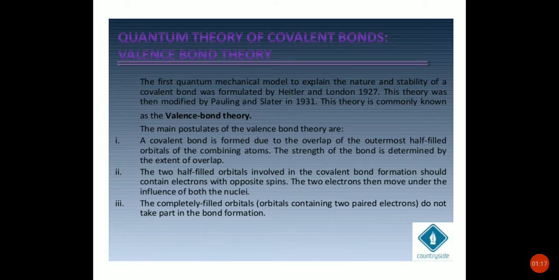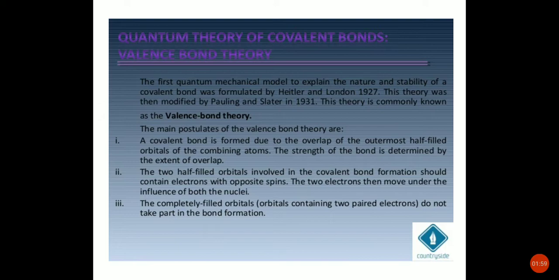This theory is commonly known as the valence bond theory or VBT, and the main postulates of VBT are as follows. First one, it is based on the covalent bond formation. A covalent bond is formed due to the overlap of the outermost half-filled orbitals of the combining atoms. And the strength of the bond is determined by the extent of overlapping. So, if the overlapping is high, then the bond is also very strong.